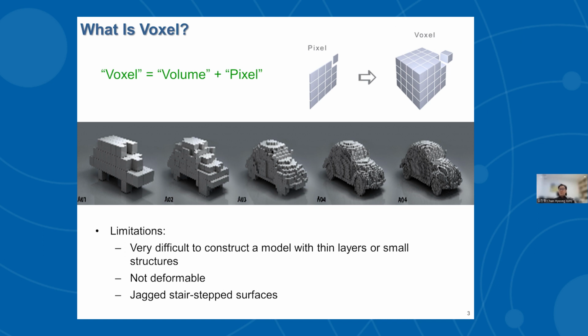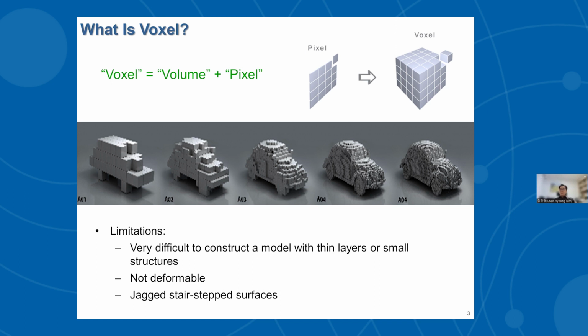Before I start my presentation on computational human phantoms, first let me briefly explain the voxel geometry. What is voxel or voxel geometry? Well, the word voxel is contraction of volume and pixel. In two-dimensional space, we have pixels. And likewise, in three-dimensional space, we have voxels.